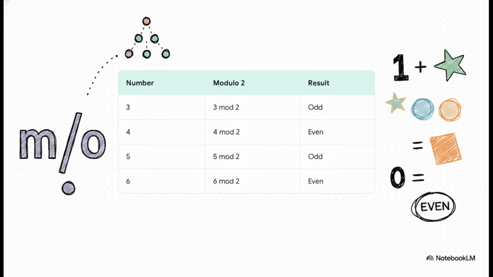First, we need our underlying mathematical algorithm. We can use a super handy mathematical tool called the modulo operator, which simply divides a number and spits out the remainder. So 3 modulo 2 leaves a remainder of 1. It's an odd number. 4 modulo 2 leaves a remainder of 0. It divides perfectly, so it's even. 5 modulo 2 is 1, 6 modulo 2 is 0. Look at that, we've found our algorithmic pattern. If the remainder is 0, the number is definitely even. If the remainder is 1, the number is definitely odd.